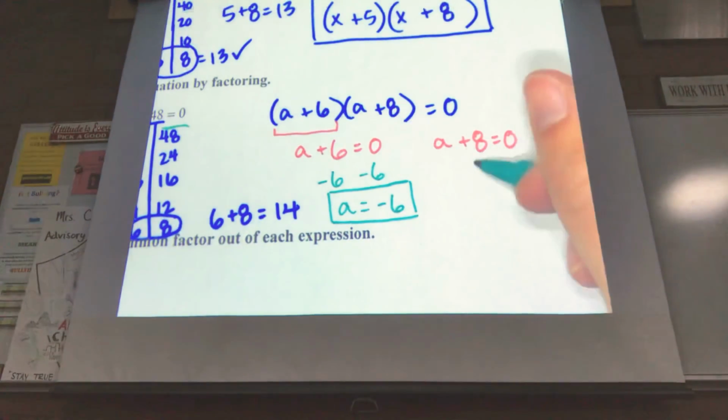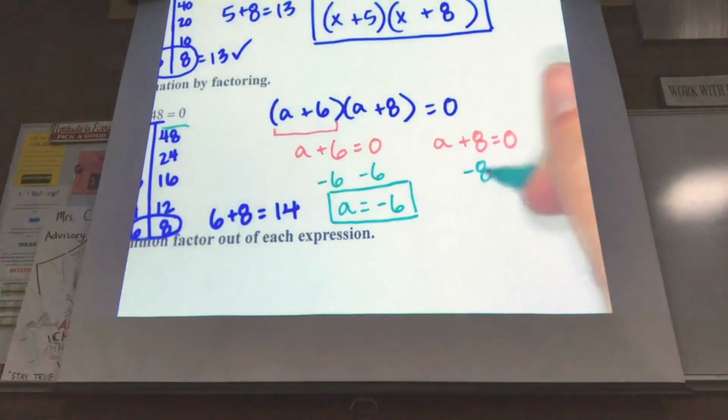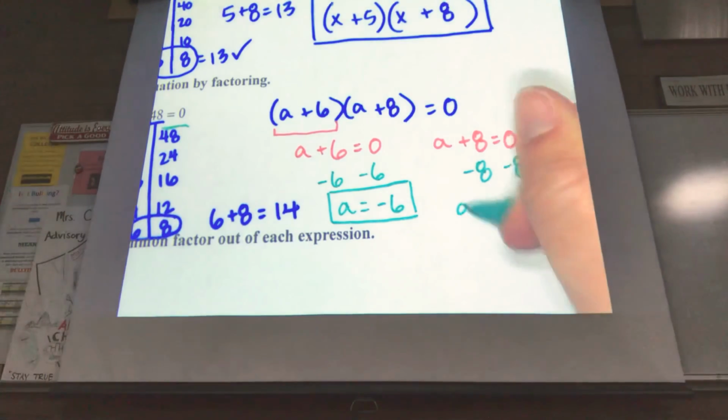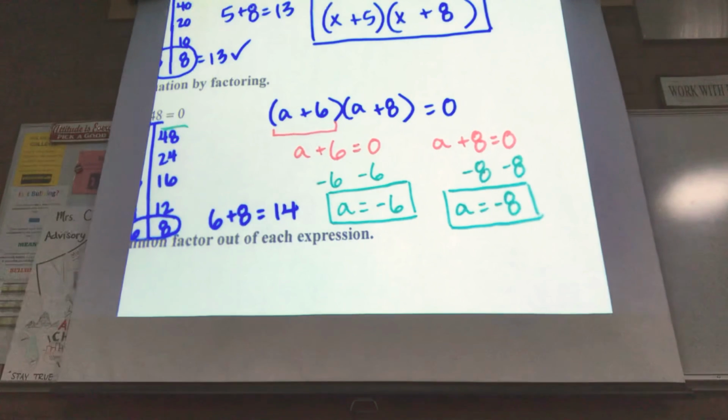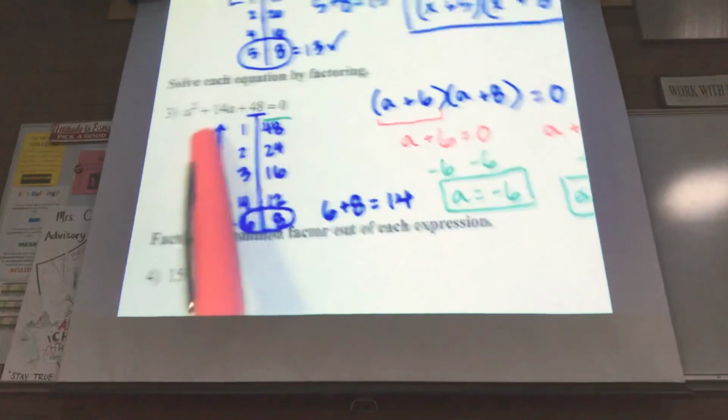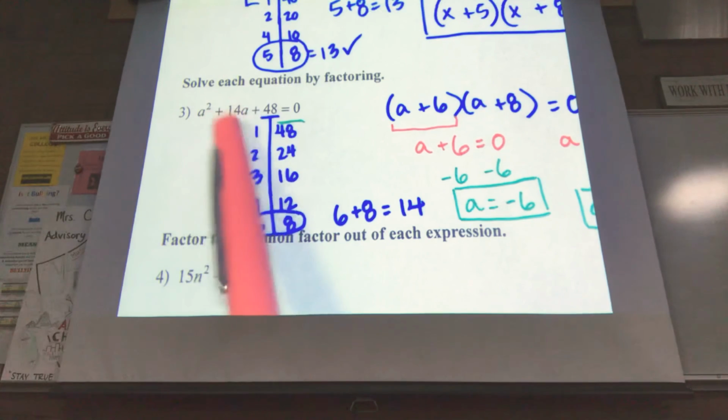Let's do it over here. Opposite of plus 8, subtract 8. Do it from both sides to get a by itself. So our other answer is negative 8. You will get two answers. You'll always get two answers when it is a quadratic equation, meaning that there is an a squared with a single a in the middle right there.